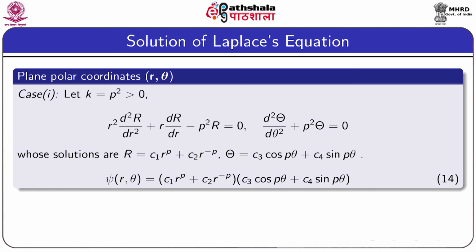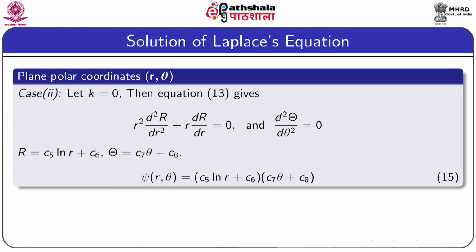d2 theta/d theta squared plus p squared theta equals 0, and we can find its solution easily as theta equal to a combination of sine function and cosine function, which is written here. So, the solution psi becomes (C1 r to the power p plus C2 r to the power minus p) into (C3 cos p theta plus C4 sin p theta). So, in case 1 we have taken k as a positive constant.